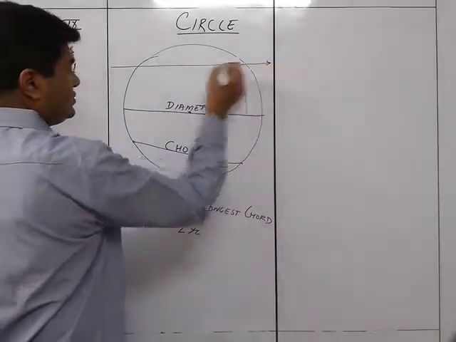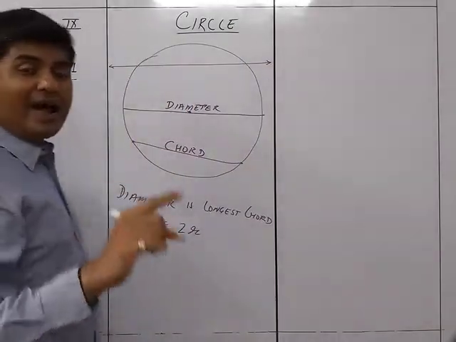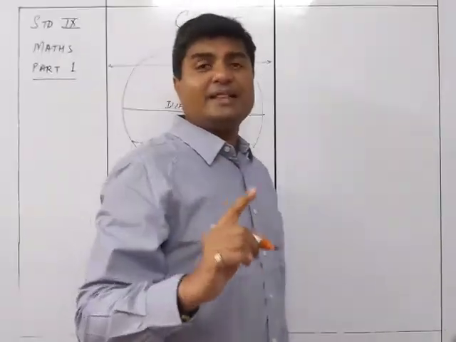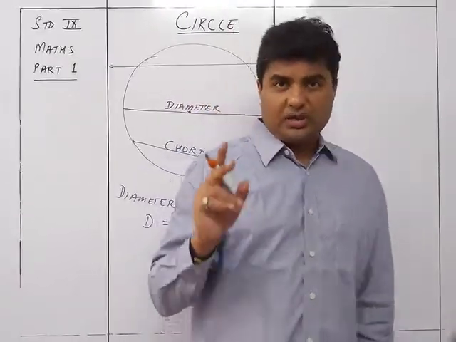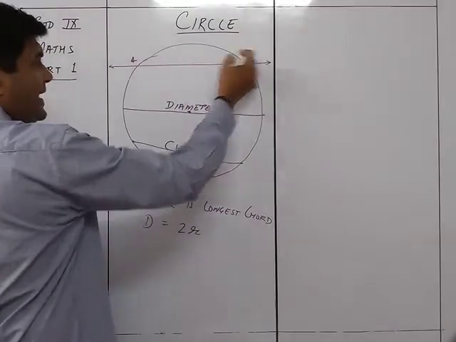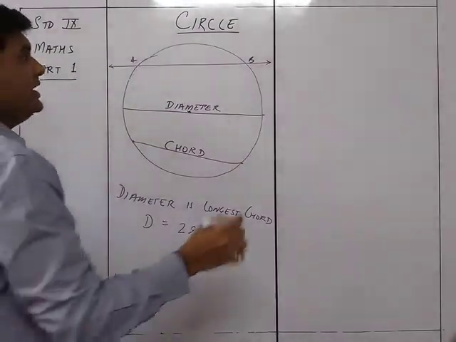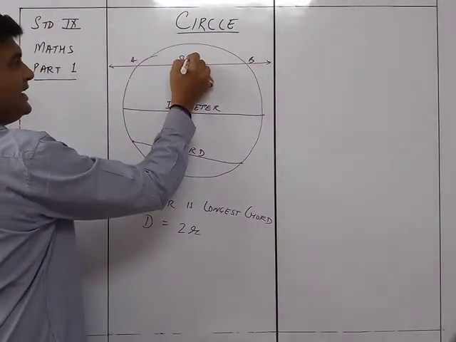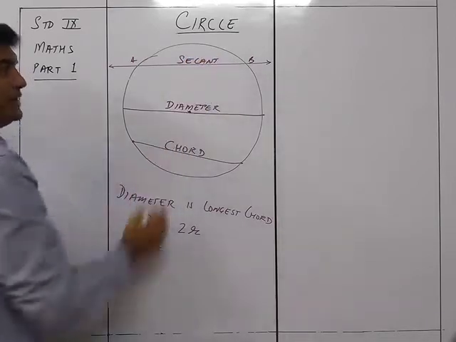if it is a line which is passing like this. So a line which is intersecting the circle at 2 points, A and B over here. So the line which is intersecting the circle at 2 points, such a line is called a secant. Okay, it's called a secant.